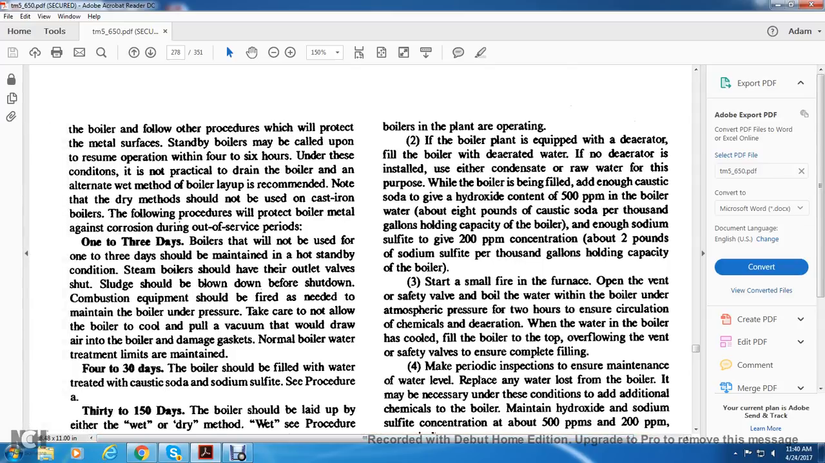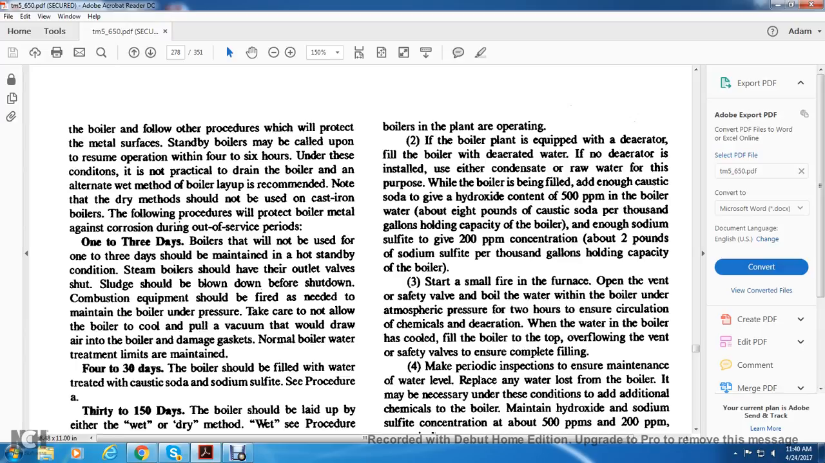Alright, the following procedures will protect the metal surfaces of standby boilers that may be called upon to resume operation within 4 to 6 hours. Under these conditions, it is not practicable to drain the boiler, and any alternate water method for boiler layup is recommended, noting that the dry method should not be used on cast iron. The following procedure will protect the boiler metal against corrosion during the outside service period.